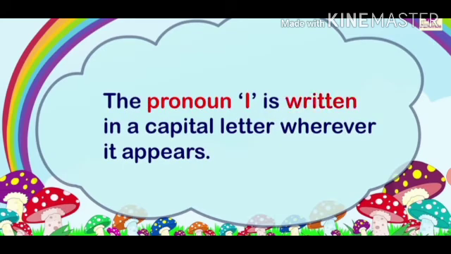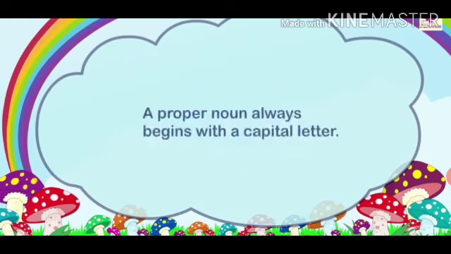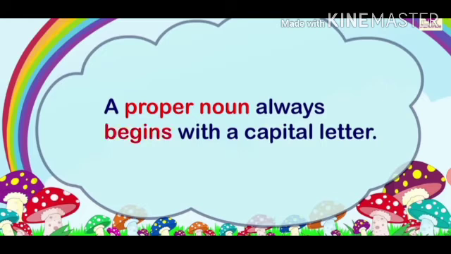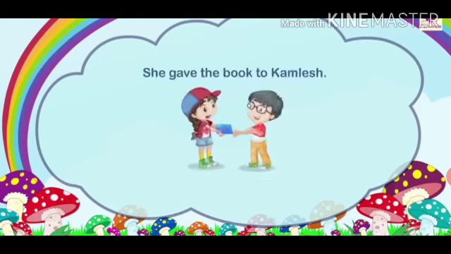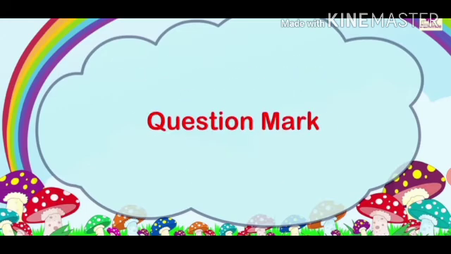The pronoun I is written in a capital letter wherever it appears. For example, Amit and I are brothers. A proper noun always begins with a capital letter. For example, she gave the book to Kamlesh. Here, the word Kamlesh is a proper noun as it is the name of the person. So that is why we are using K as capital.